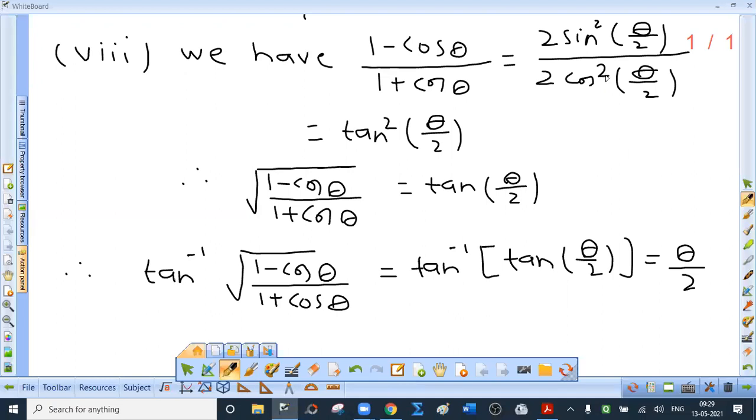Now sum number 8. Prove that tan inverse of root of (1 minus cos theta) by (1 plus cos theta) is theta by 2. See, 1 minus cos theta is 2 sin square theta by 2. 1 plus cos theta is 2 cos square theta by 2. So it is simply tan square theta by 2. So what is its root? Tan theta by 2. So tan inverse of this is tan inverse of tan theta by 2, which is nothing but theta by 2.